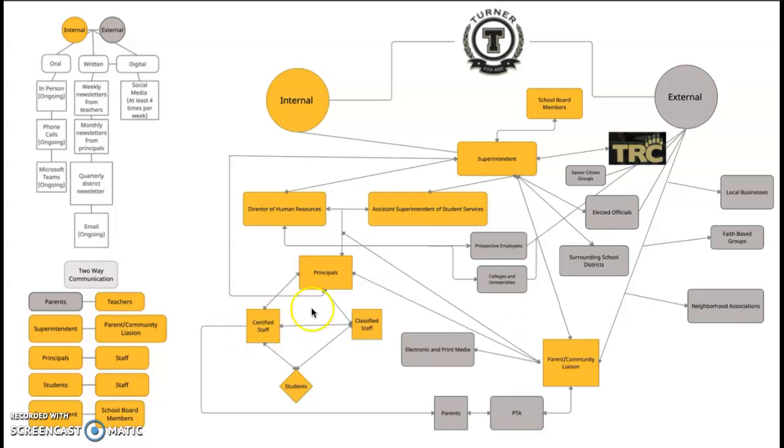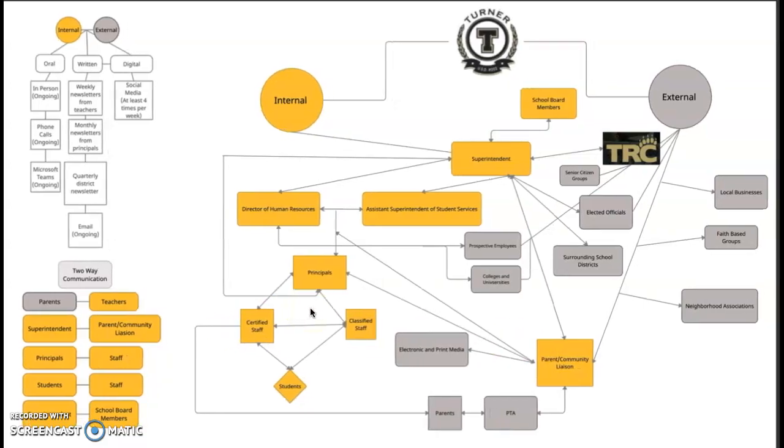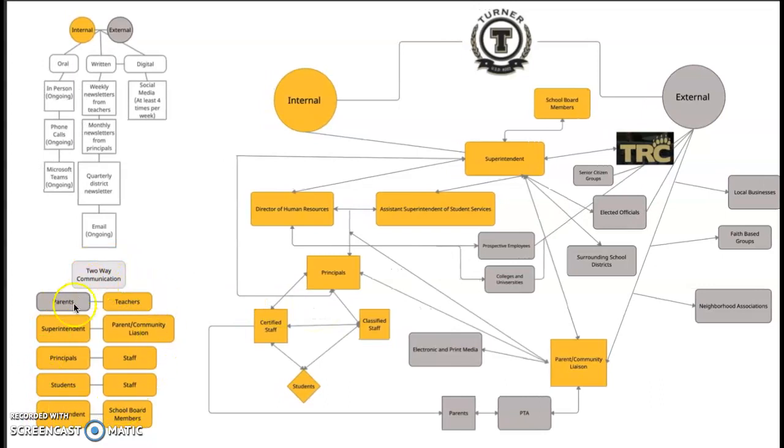So when looking at the two-way communication, you'll see that on the left-hand side. I struggle with this because I feel like everybody in the internal and external publics are always expecting a two-way communication. So I decided to highlight the ones where I felt like they were going with two-way communication on a regular basis. So of course, parents and teachers are constantly communicating and talking back and forth with each other.